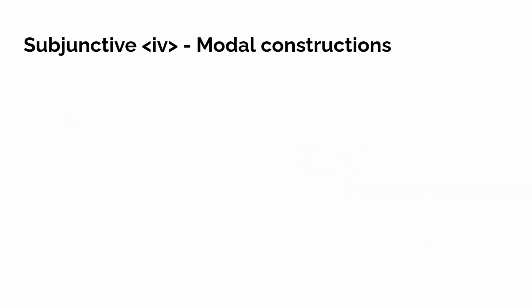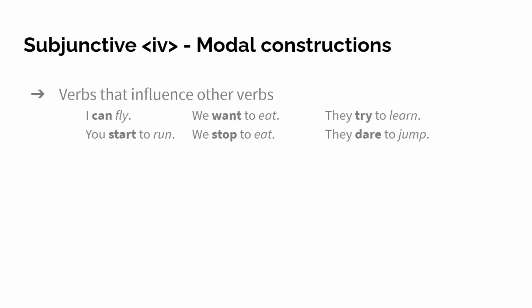Next, modal verb constructions. Here we have a bit more to talk about. First of all, what are modal verbs? Modal verbs are verbs that influence other verbs. So I can fly, you start to run, we want to eat, we stop to eat, they try to learn, they dare to jump. In all of these cases, the bold verb is the modal verb, and it influences the italic verb, so the second verb.